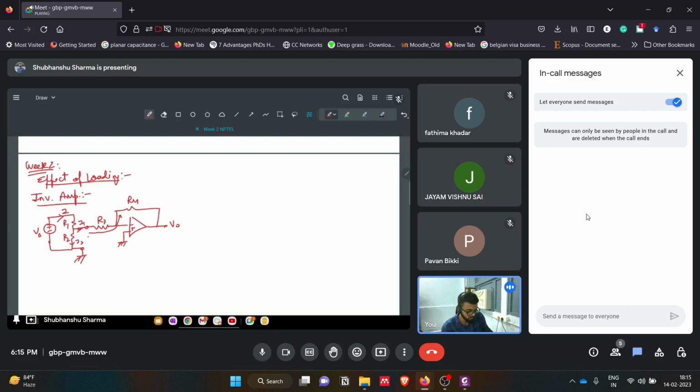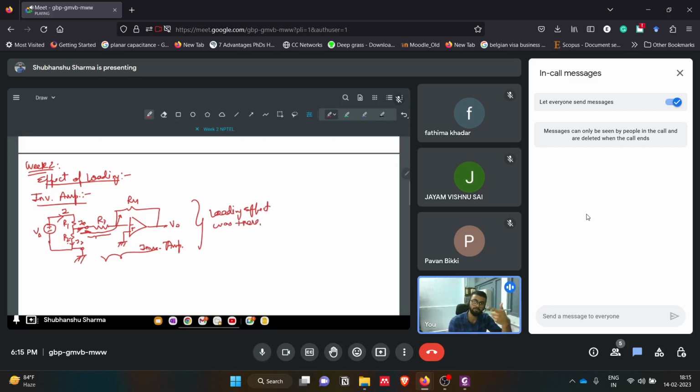Since this path is not providing the infinite impedance, that's where the current will go in this direction also. So the current will get distributed. So this will cause loading. So we saw in this inverting amplifier configuration that the loading effect was there. So then how will we reduce this?